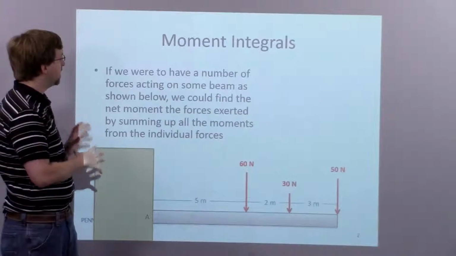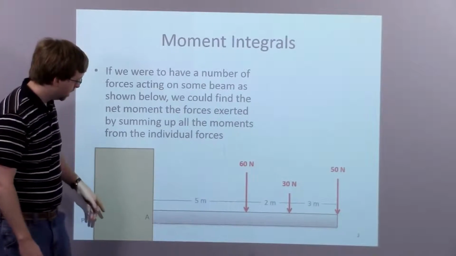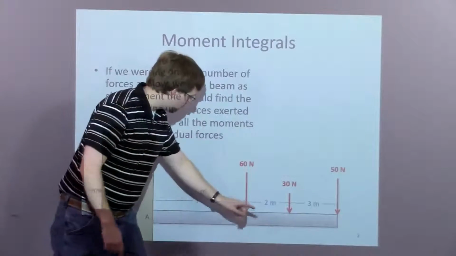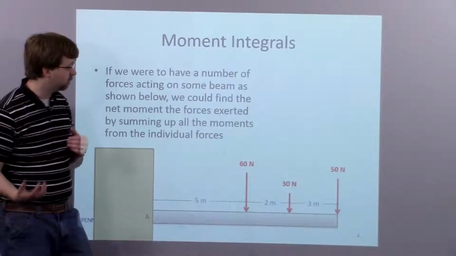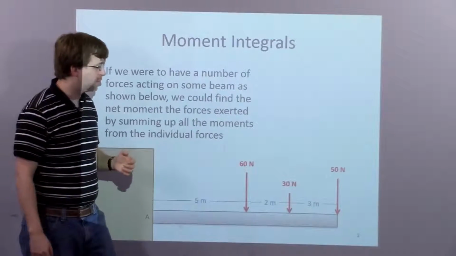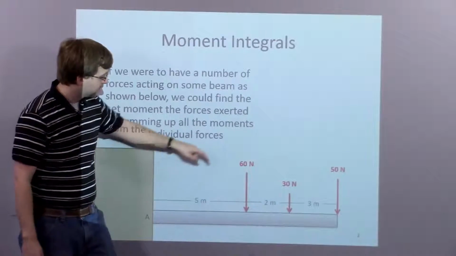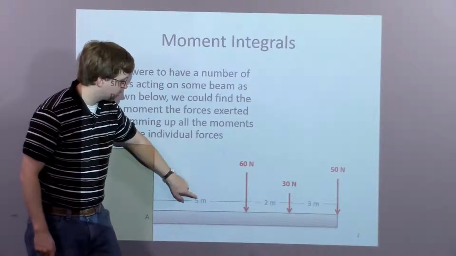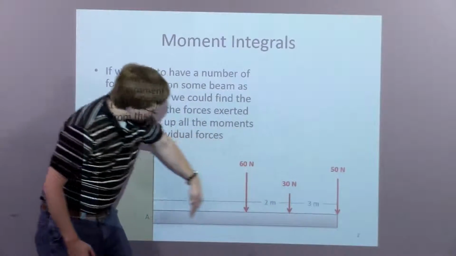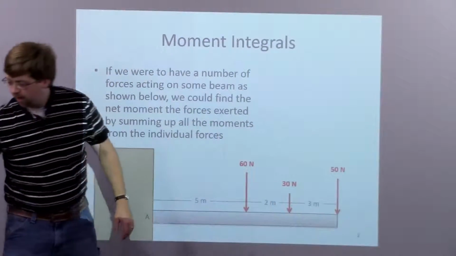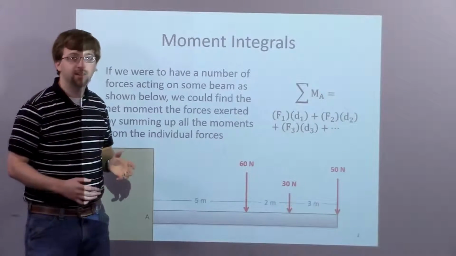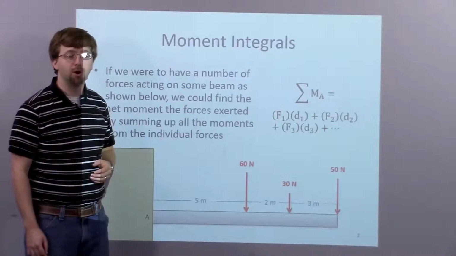If we were to have a number of forces acting on a beam, so we've got a cantilever beam down here, we're going to take the moment about A. To find the overall moment at that point, we would simply add up the moment due to each of these forces. So I'd do the force times the distance for 1, force times this overall distance for 2, force times overall distance for 3, and I would simply add those three things together to get my overall moment.